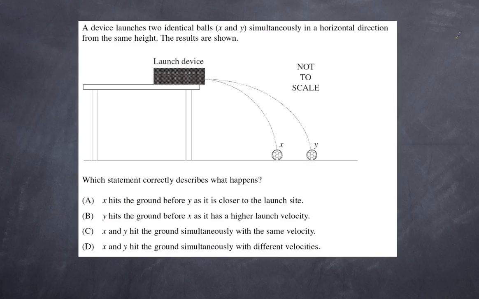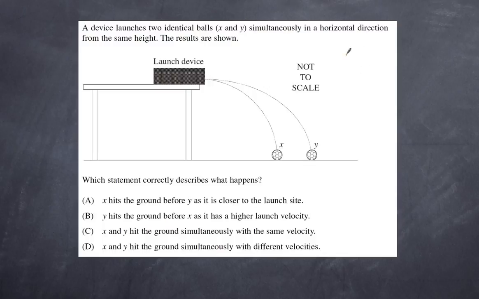Here's another question, and in this case it is the classic question of 2 objects fired at the same height, and what is going to happen in terms of them landing. So we've got 2 balls fired simultaneously from the same height, and the results are shown, and it asks which statement is correct in terms of what happens. Is it that X hits the ground before Y because it's closer? Is it Y that hits the ground before X because it has the higher velocity? Do X and Y hit the ground simultaneously with the same velocity? And do X and Y hit the ground simultaneously with different velocities? I'll give you a moment to answer.